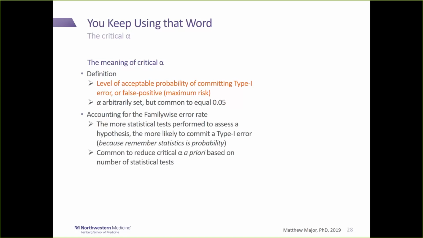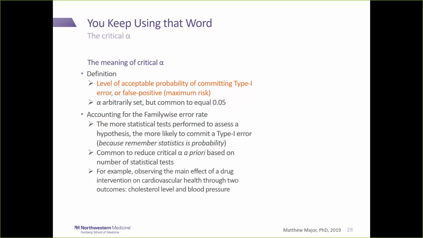So it is common to reduce the critical alpha a priori at the start of the study, during the study design, based on the number of statistical tests. For example, we might be observing the main effect of a drug intervention on cardiovascular health through two outcomes, cholesterol level and blood pressure. So we actually have two dependent measures that we're looking at. We need to make sure we account for that, because both statistical analyses are going to be used to assess the same hypothesis.